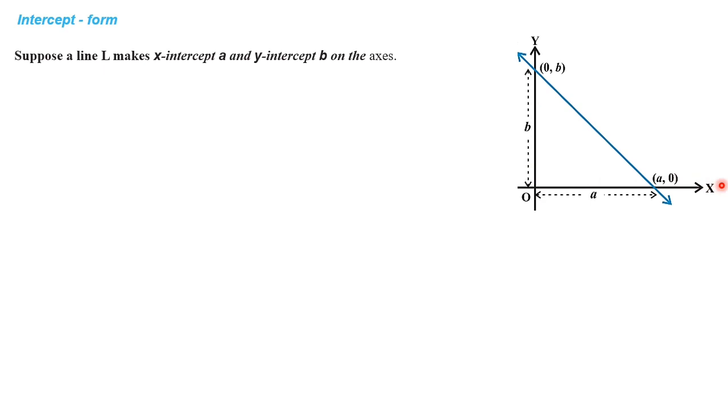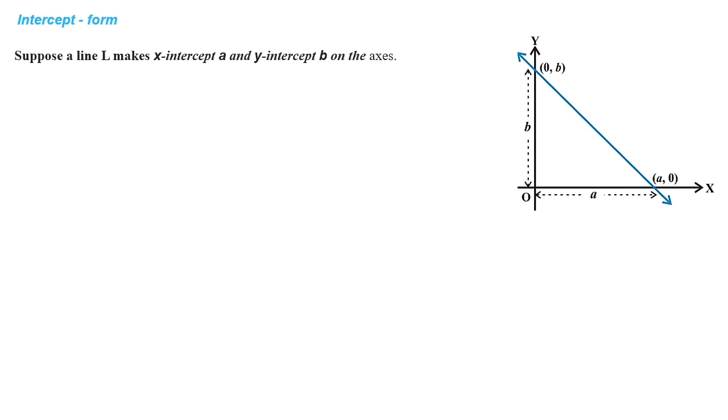Next is the intercept form. Suppose a line L makes x-intercept A and y-intercept B on the axes. Here, intercept means only the intercepts will be given to you. Intercepts means the line which is intersecting the axes, the x-axis and y-axis. So when you see this diagram, only a line is given to us and its intercepts are given. The line is crossing the y-axis at this point, with coordinate 0B, and here at A the coordinate is A0. At the x-axis it is meeting at A and at the y-axis it is meeting at B.